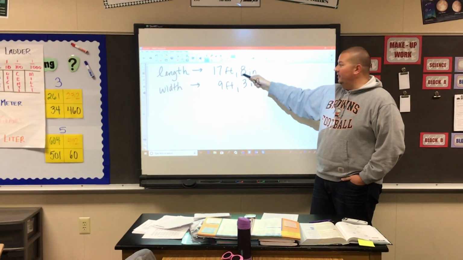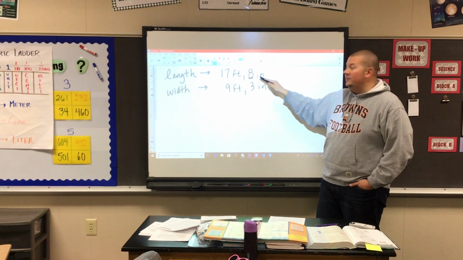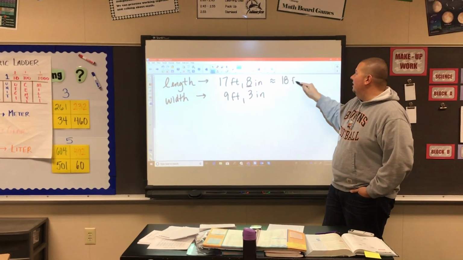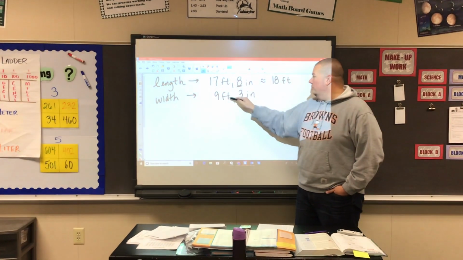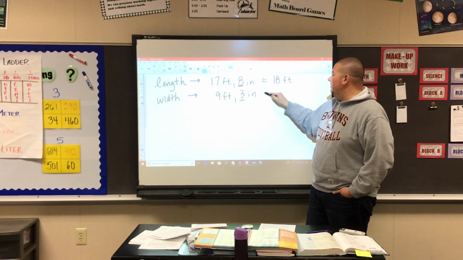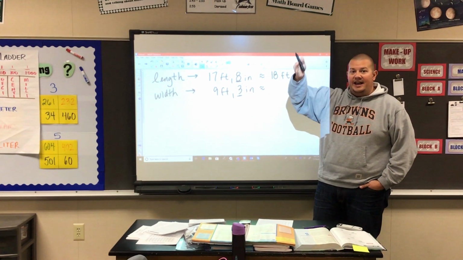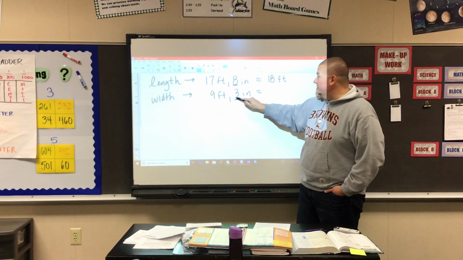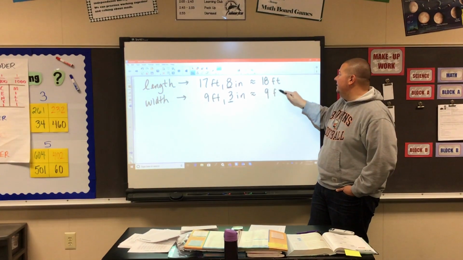In my length, I was at 17 feet 8 inches. 8 inches is more than 6 inches, so I'm going to go ahead and round that up and call that wall about 18 feet long. I'm rounding up to that next foot. For the width, I want to look at the inch part. Now here I'm not to 6 inches yet. I didn't get to that 9.5 foot mark that would allow me to round up to 10 feet. So since we were only at 3 inches, not 6 or more, we're going to call that one about 9 feet.